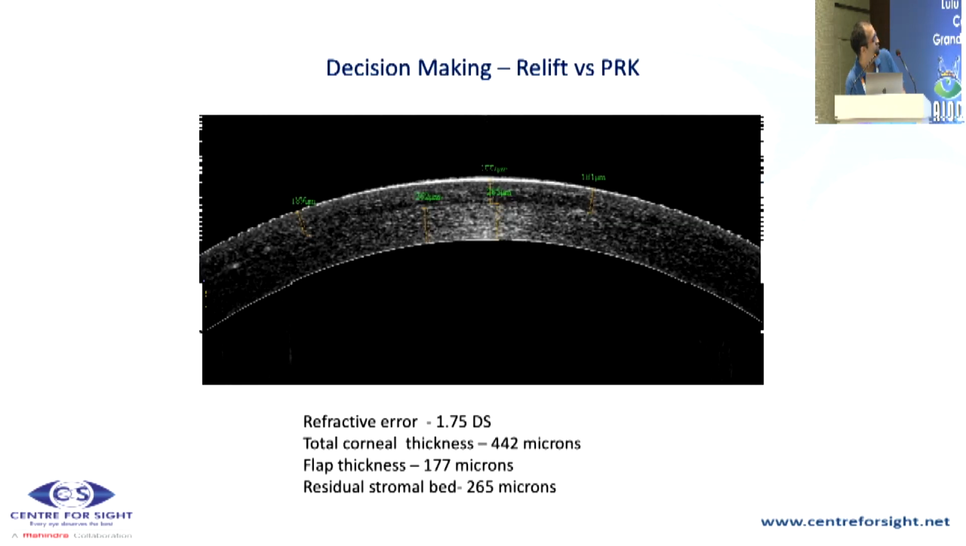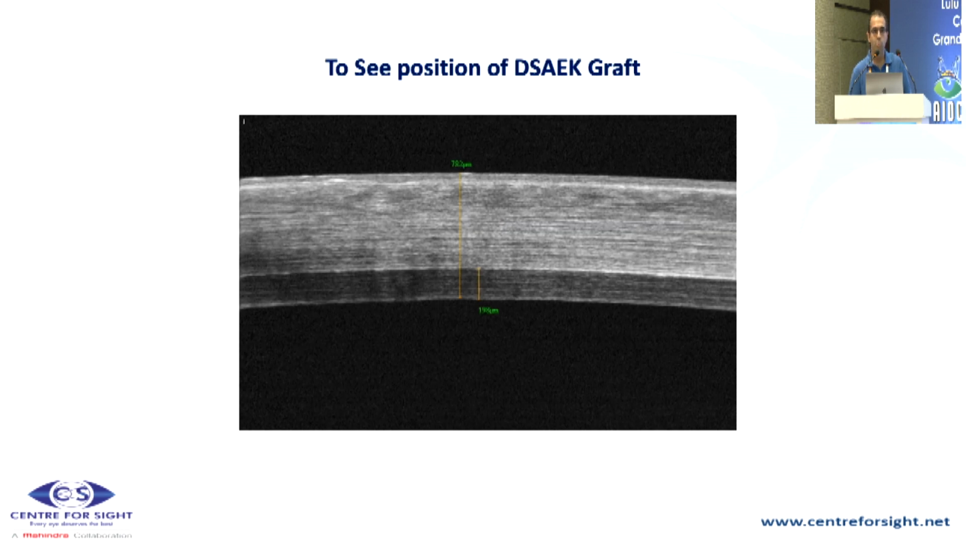So it shows us the flap and different areas where there are opacities. If there is enough bed, we can lift the flap. Otherwise, we can go in for a surface ablation. We can also use the AS-OCT to see the post-DSEK graft. You can see the thickness of the cornea has increased post the DSEK, and this is a 160 micron DSEK graft.